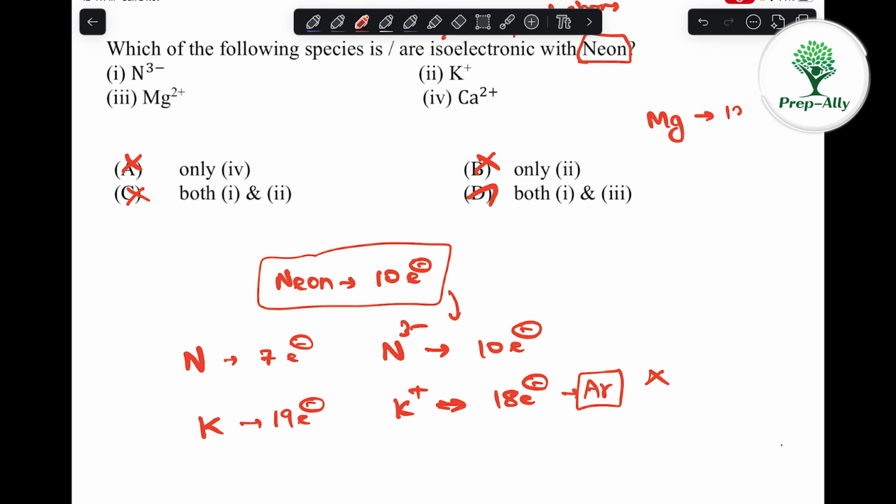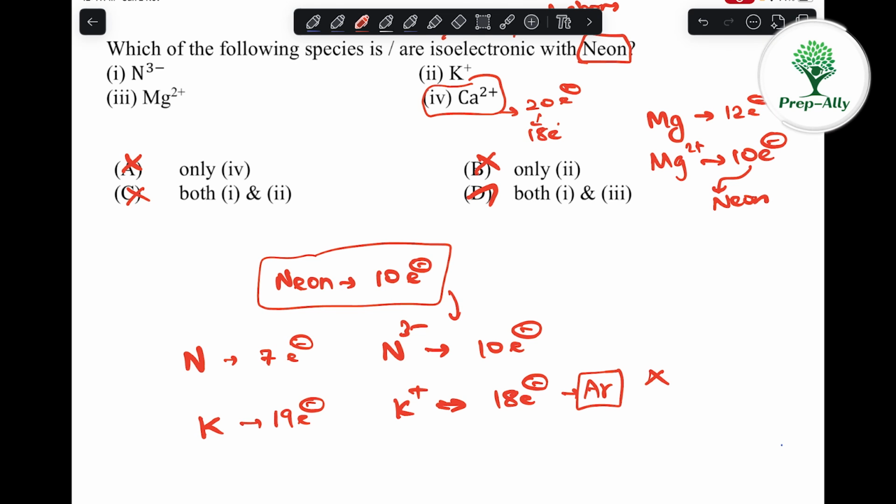Magnesium will have 12 electrons, and if I remove 2 electrons, it is going to have 10 electrons. So it is going to be isoelectronic with neon. And calcium will have 20 electrons. If I remove 2, it will have 18 electrons, which is isoelectronic with argon again.